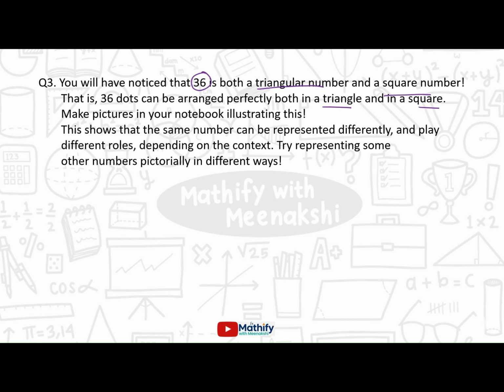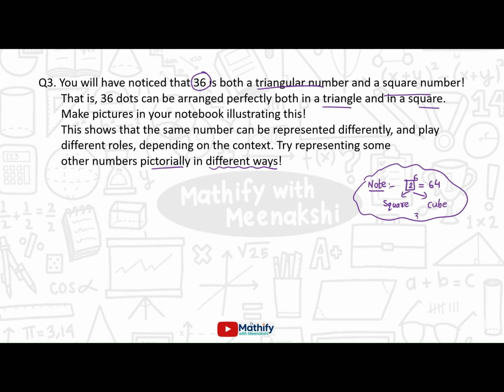But here they write that this shows that the same number can be represented differently and play different roles depending on the context. Try representing some other numbers pictorially in different ways. So I'm giving you one note: if you take any number raised to the power 6, any number, then that can always be represented as squares and cubes. Like if you take 2 raised to the power 6, what is that? That means you're multiplying 2 six times, so you'll get 64. That means 64 can be represented in both ways. It's a square number also and it's a cube number also.